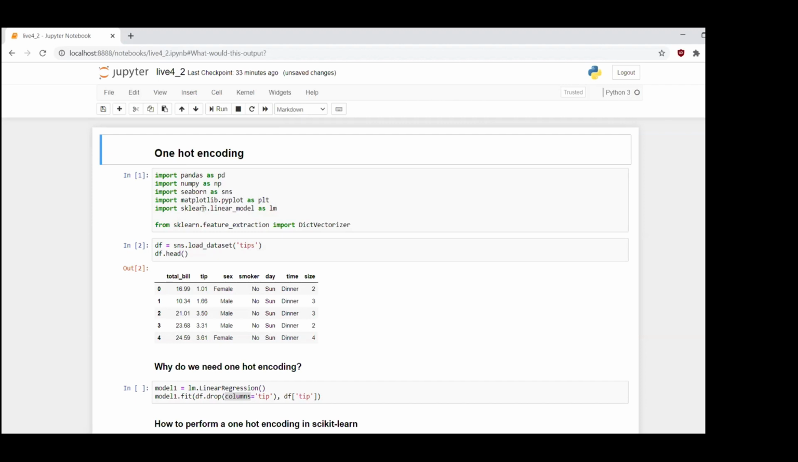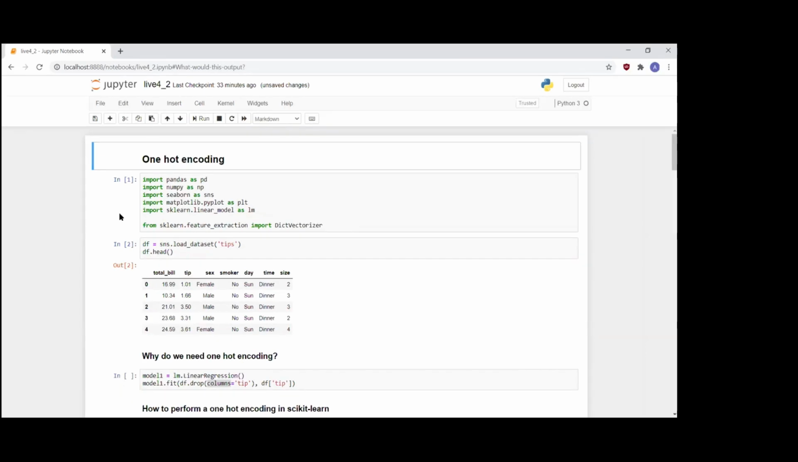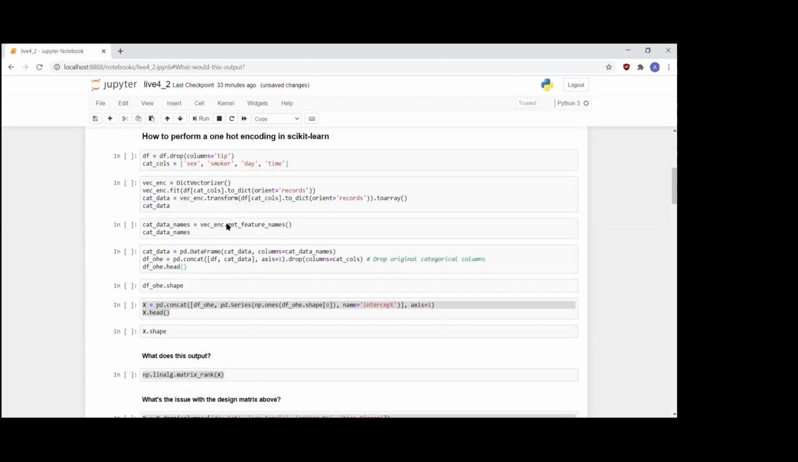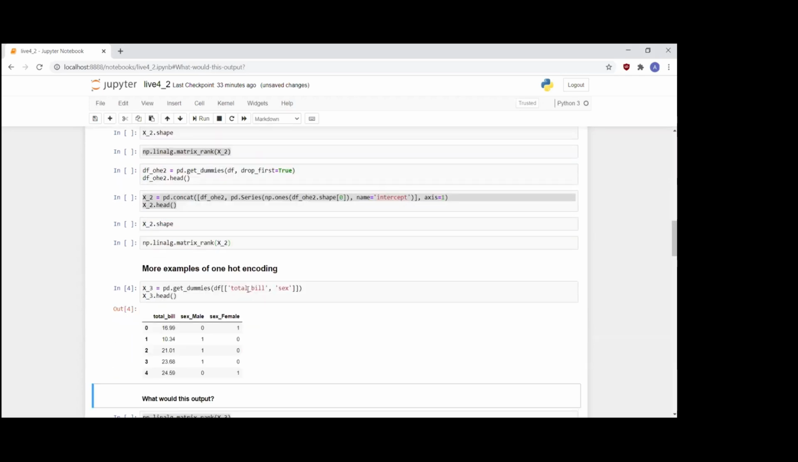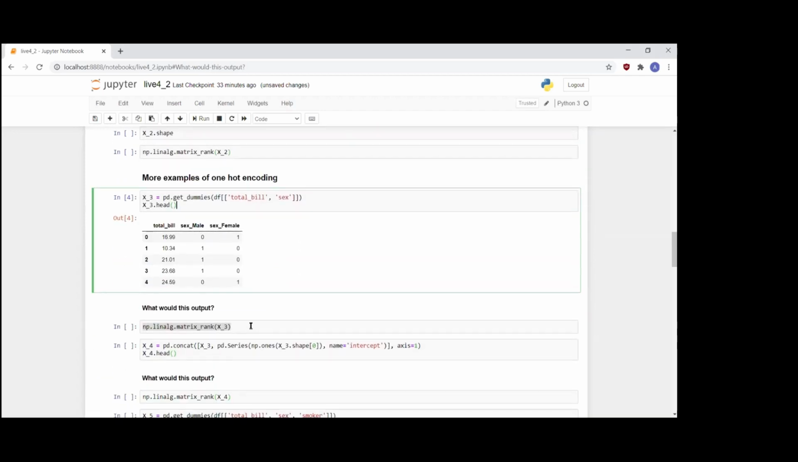Okay, so this is a separate notebook, but we'll combine my notebook with Serge's and post that after this. So this is the same tips data. I'm going to skip some of this for now and come back to it. But let's say we just use total bill and sex as our feature matrix without an intercept term. So what would be the rank of this feature matrix? Recall that the rank is the same as the number of linearly independent columns.